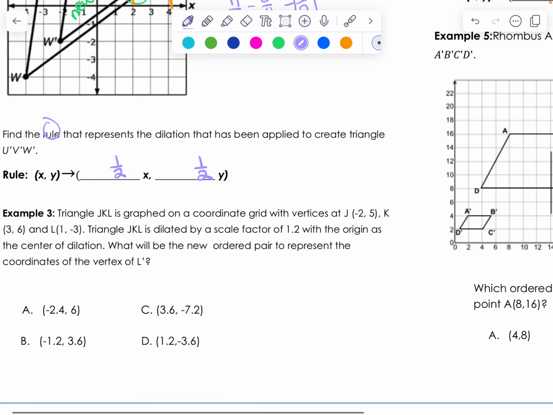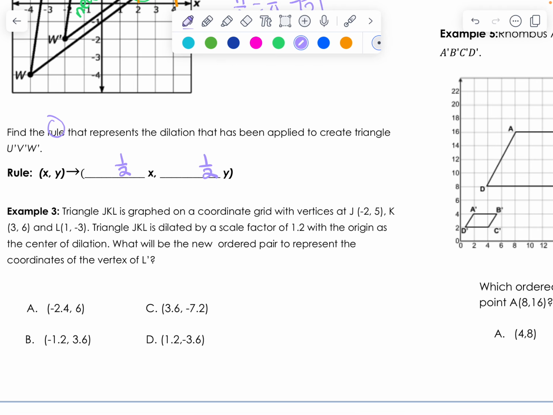Triangle JKL is graphed on the coordinate plane, but you don't see it. They just give you the ordered pairs. They told you it is dilated, so that's a keyword. You're going to multiply. And they also give you the scale factor, which is a good thing. So I'm going to write scale factor equals 1.2. That means it's going to get larger.